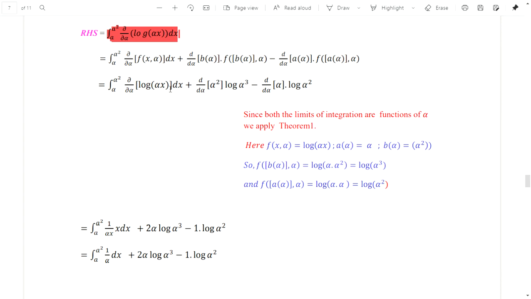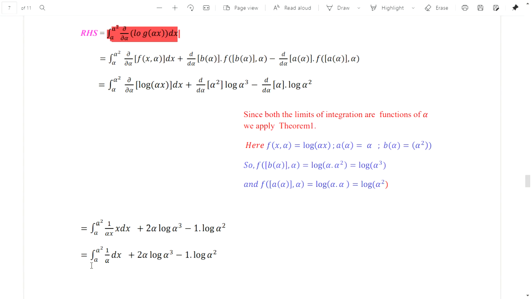So treat x as constant, so we will get 1 by alpha x into differentiation of alpha, which is 1, into x, as it is, into dx, plus differentiation of alpha squared, which is 2 alpha. We are doing the differentiation of only alpha squared. We are not applying the UV formula here. So differentiation of alpha squared is 2 alpha into log of alpha cube written as it is, minus differentiation of alpha, which is 1, into log of alpha squared.